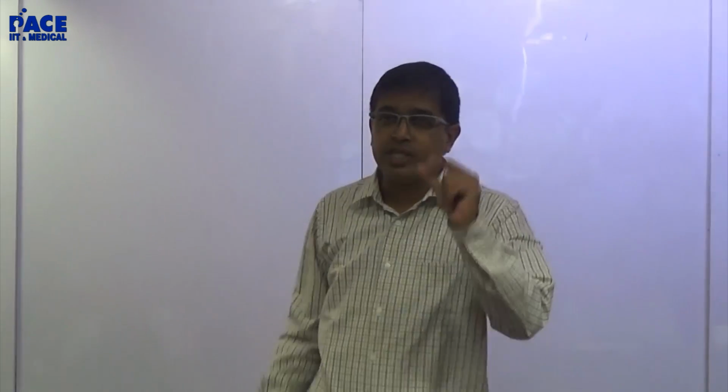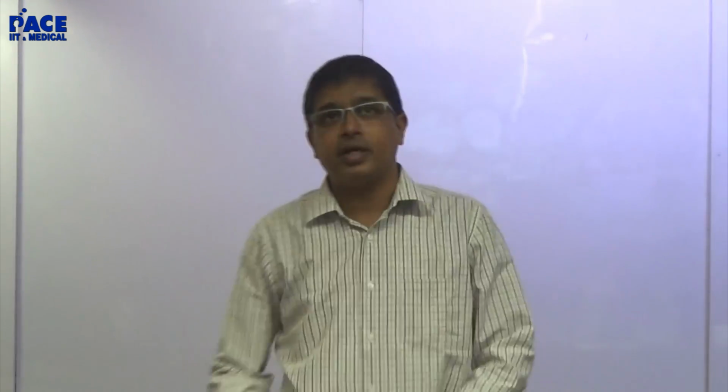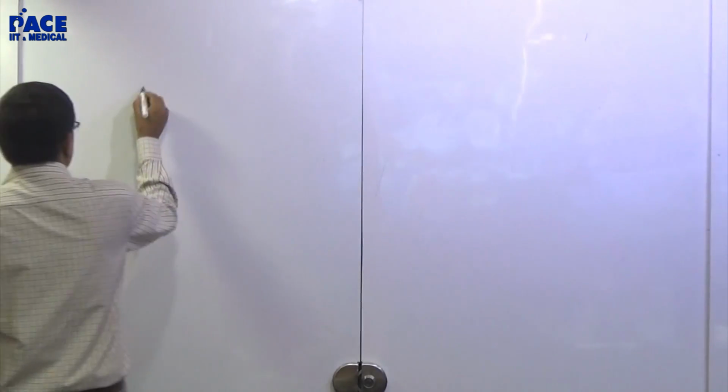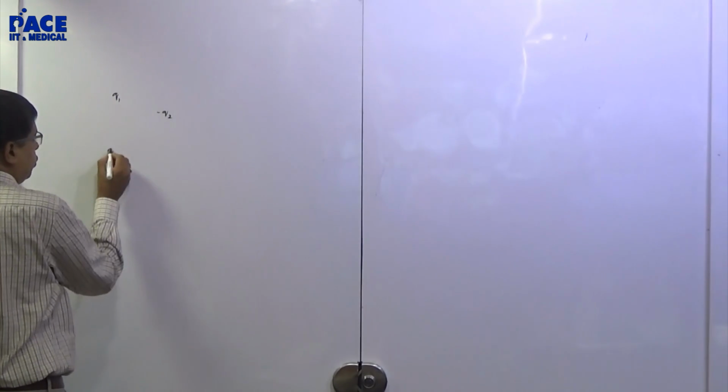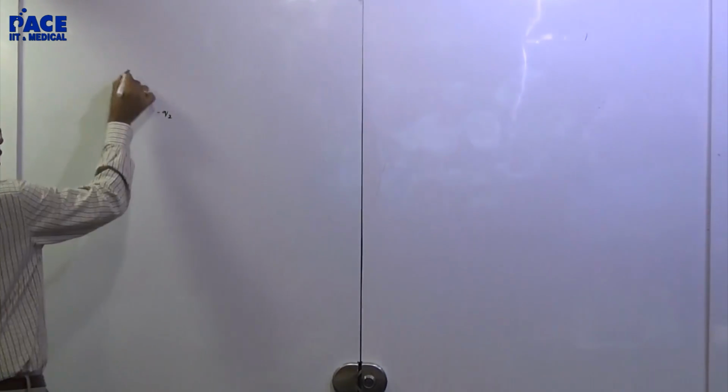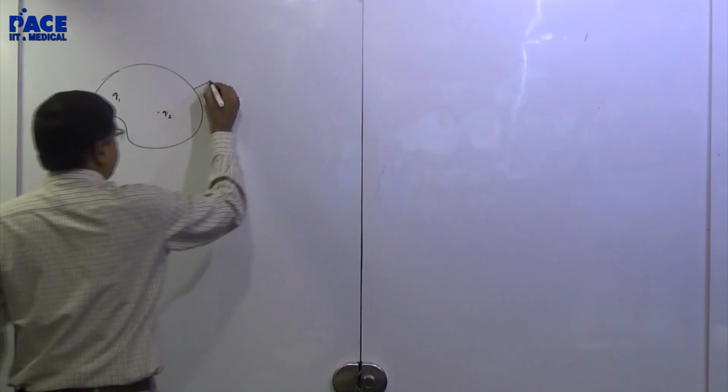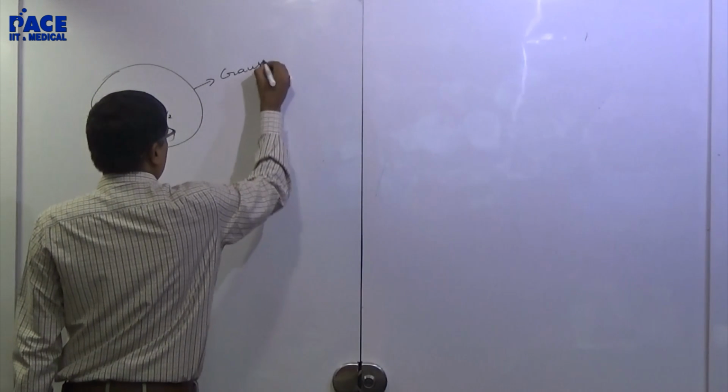Now listen to the interpretation of Gauss law. Please pay attention here. Something important is being covered. You have a charge q1 here, minus q2 here and q3 here. I assumed a Gaussian surface like this.